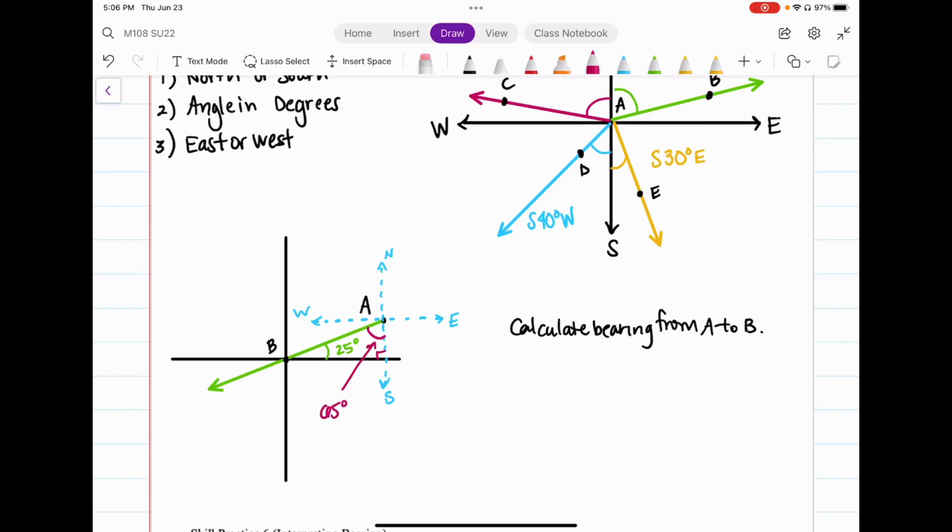My bearing from A to B then is south because I'm below the x-axis, 65 degrees, west because I'm heading into the negative x's. The main thing to consider when you're calculating bearings is you have to go in relation to the north-south line.